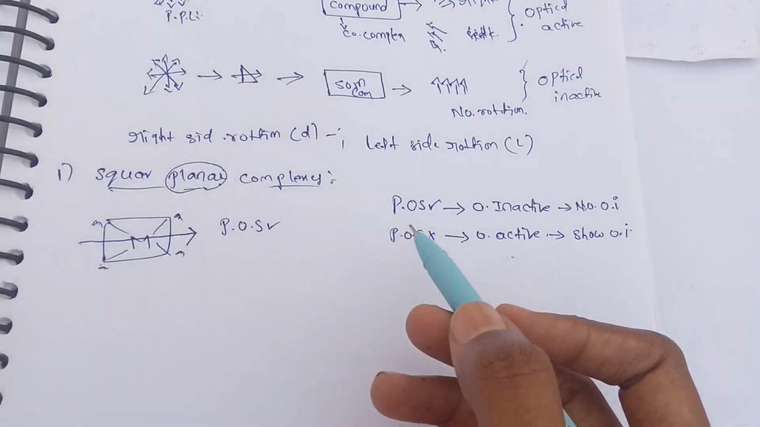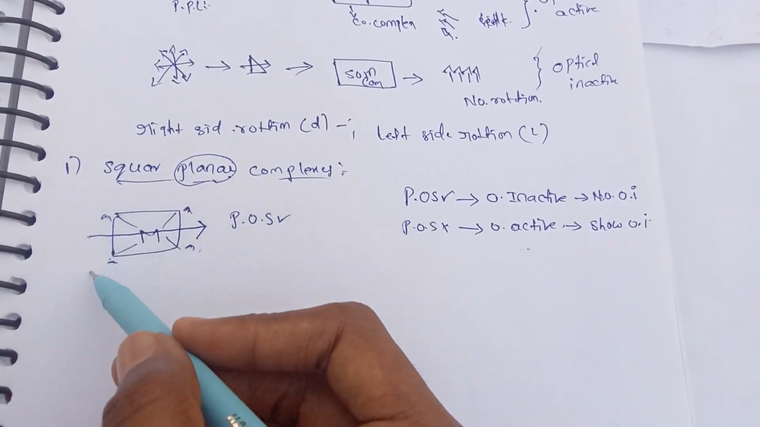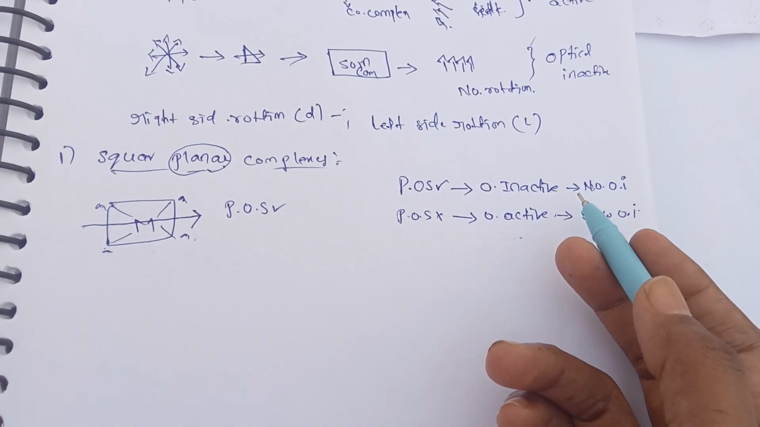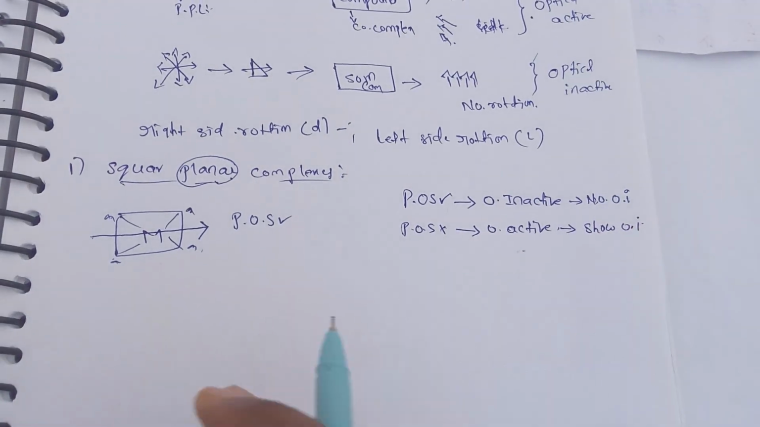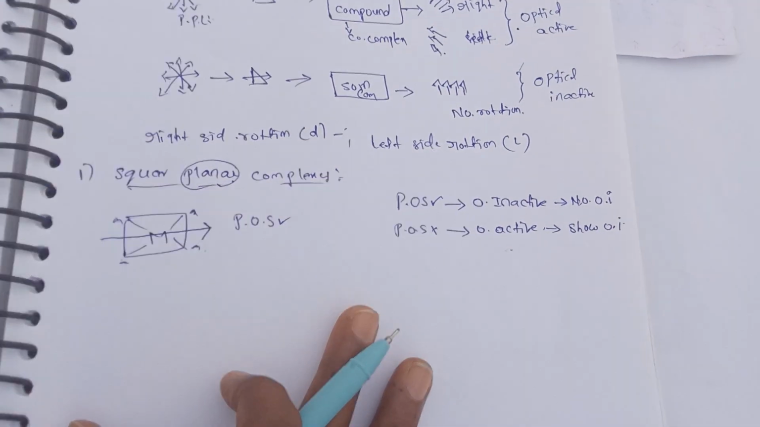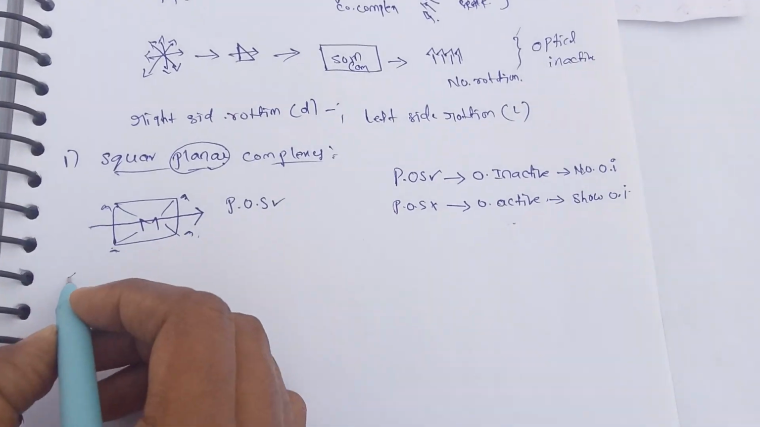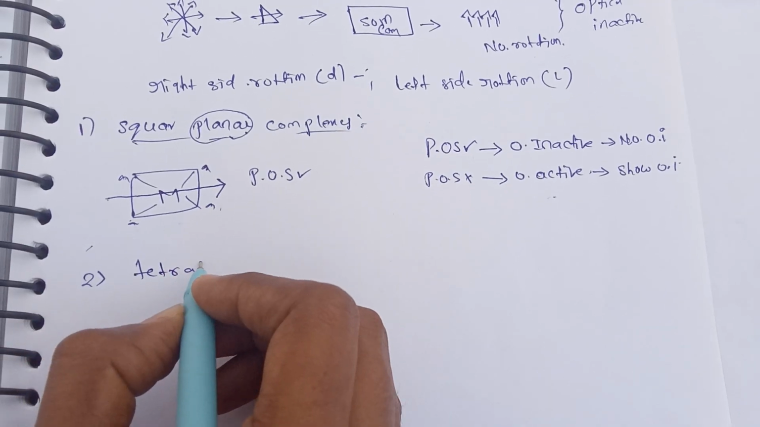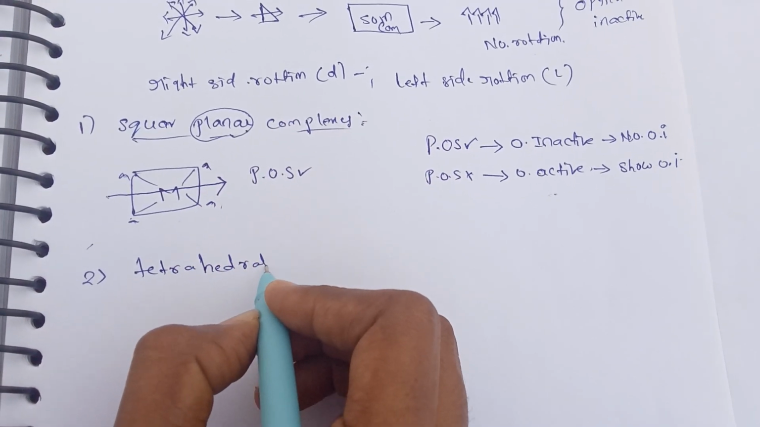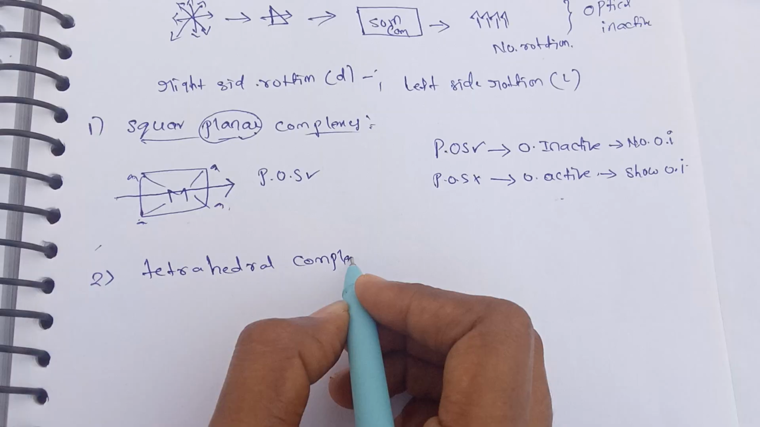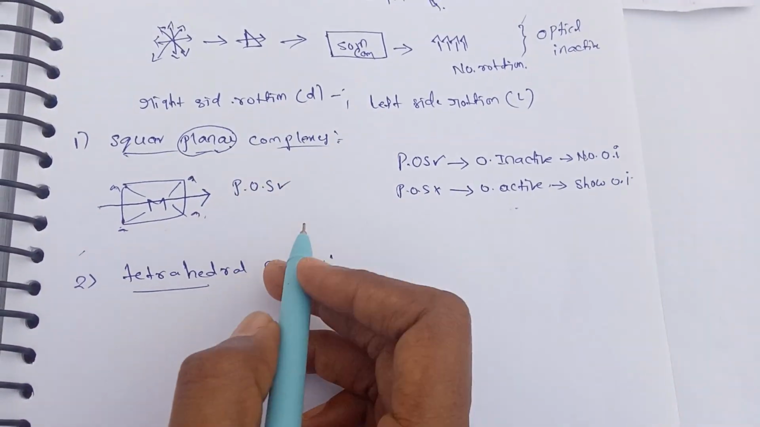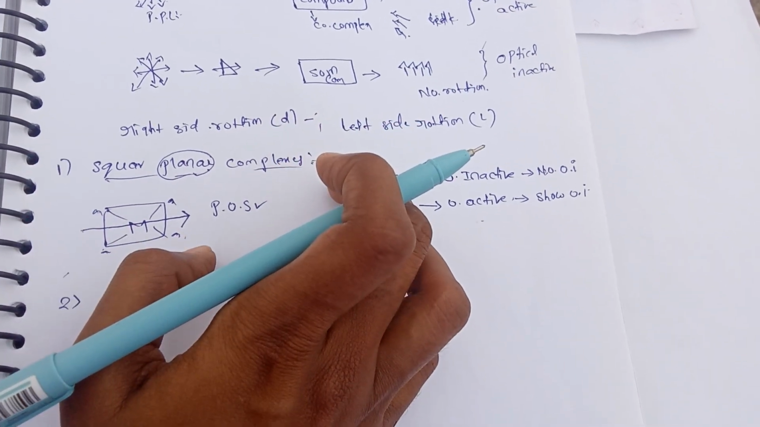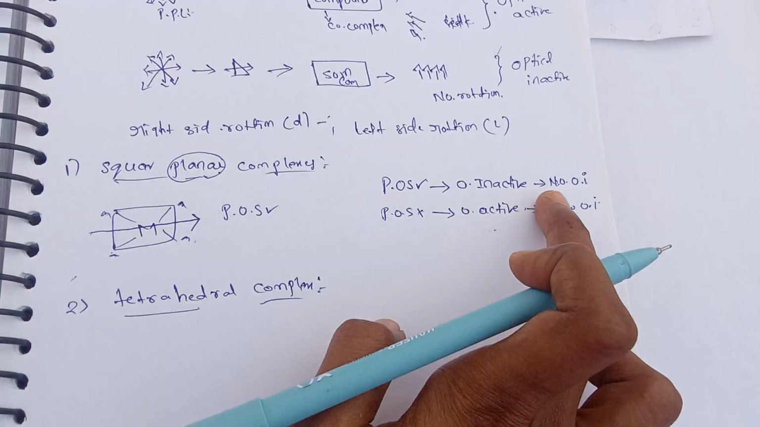So coming to square planar, the plane of symmetry is present in square planar complexes. That means optically inactive. In this optically inactive case, there is no optical isomerism. So this is square planar complexes. Coming to tetrahedral complexes, sorry guys, square planar complex. All the square planar complexes are optically inactive. That means no optical isomerism.